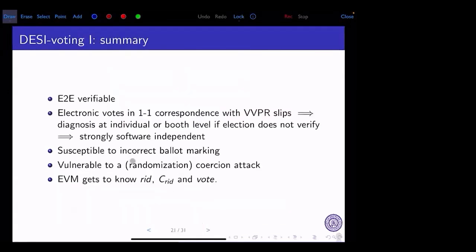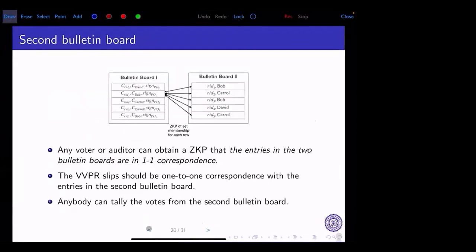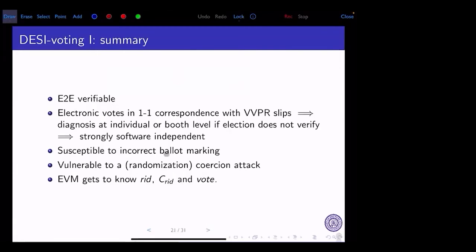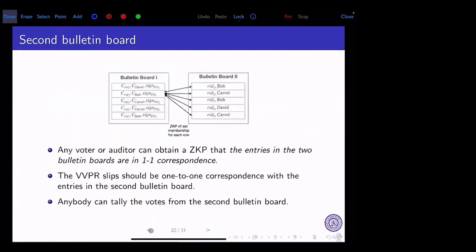So what is the summary? It is end-to-end verifiable. The correctness is mathematically provable. Electronic votes are in one-to-one correspondence with a VVPR step. So verifiability is not in question. This is strongly software independent. If at any stage any commitment is wrong, the ZKP will not work, or a receipt will not be found on a bulletin board. So this is strongly software independent because if you find that this receipt does not match, then you know which polling booth it has come from because the polling officer's signature is there.